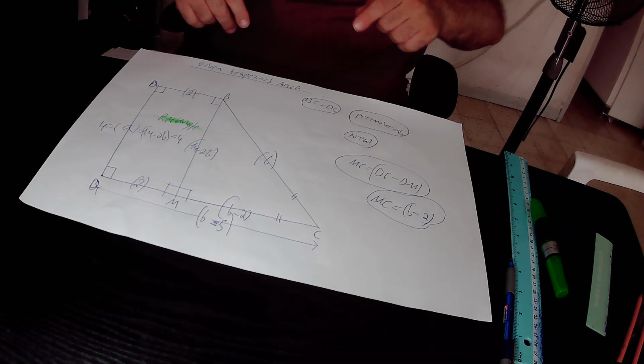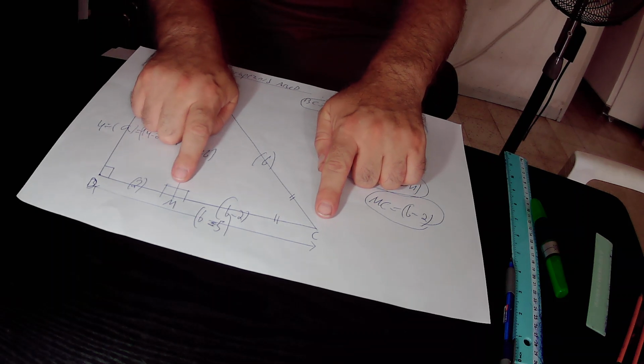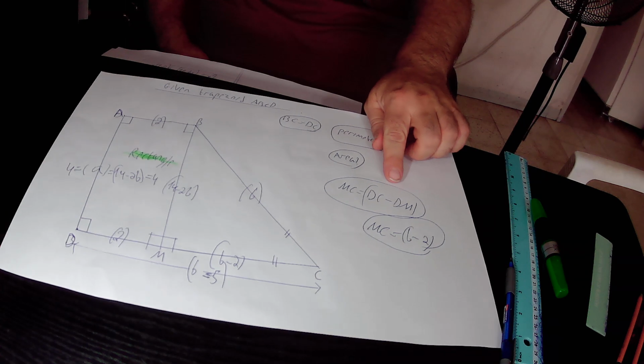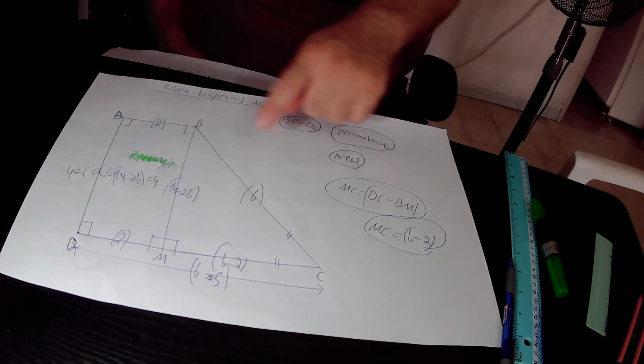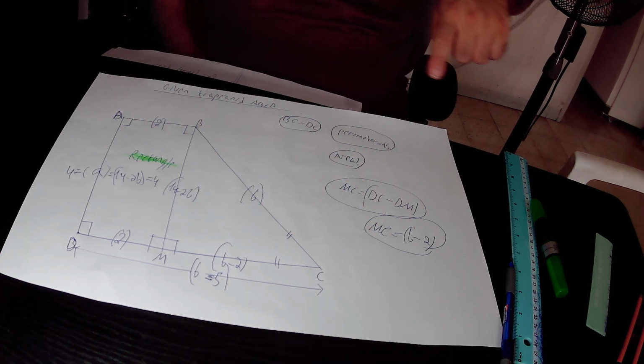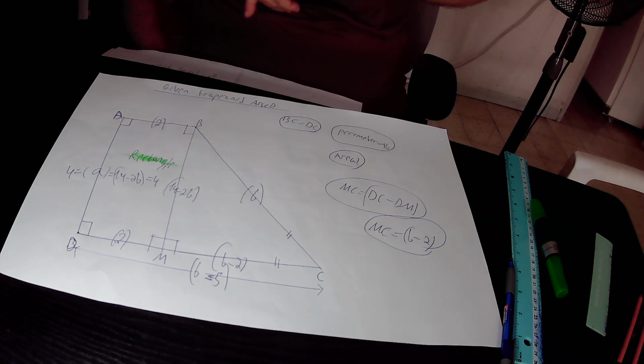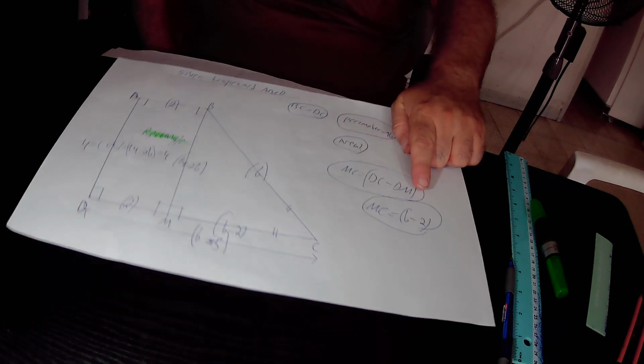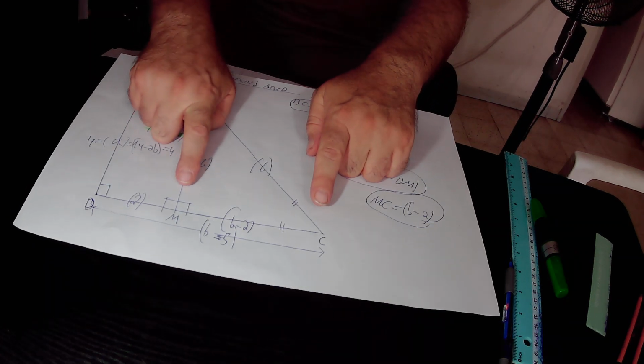What is the length of this missing segment MC? MC equals DC minus DM. So MC equals DC, that is b according to our definition, minus DM. We just write down further, DM equals 2. So in total, MC equals b minus 2 in its length.